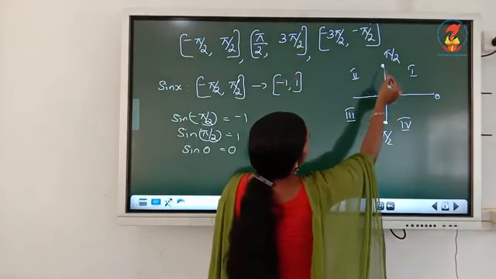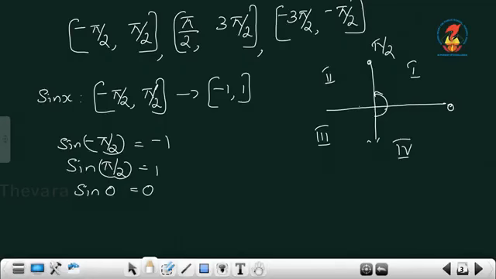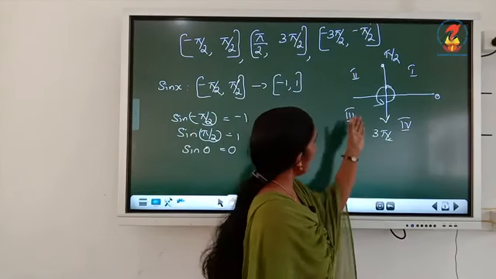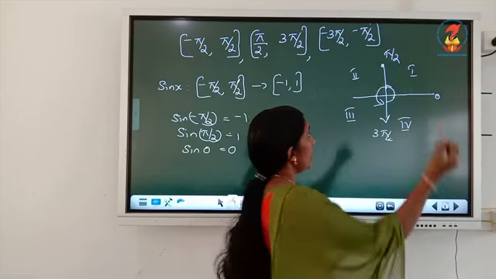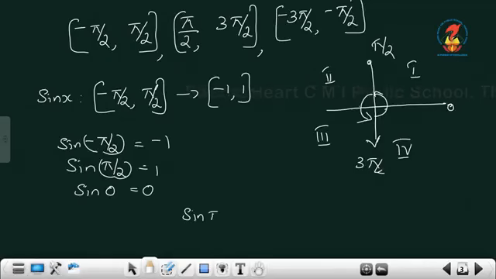So which is that interval? Pi by 2 is here. This value is 3 pi by 2, which means it is 270. So this portion. Okay. There also, in the second quadrant sine value is positive and in the third quadrant sine value is negative. Here sine 90, that is sine pi by 2, is equal to 1, and sine 3 pi by 2 is equal to minus 1. So we get these two extreme values.